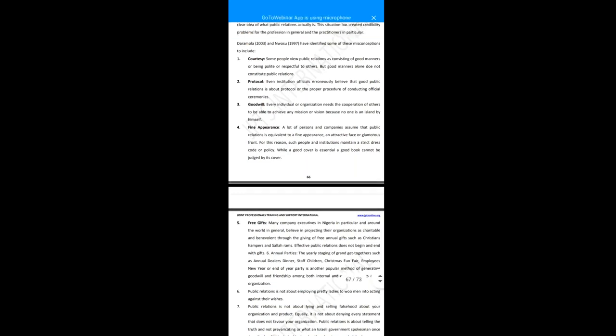There are a lot of people who assume that public relation is equivalent to a fine appearance, an attractive face or glamorous front. For this reason, such people and institutions maintain a strict dress code or policy. While a good cover is essential, a good book cannot be judged by its cover, which is true. These are some of the misconceptions of public relation. We have the free gift.